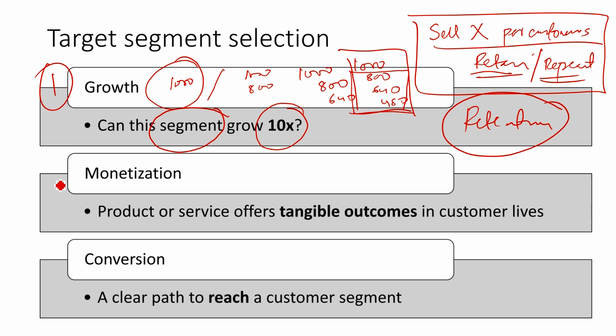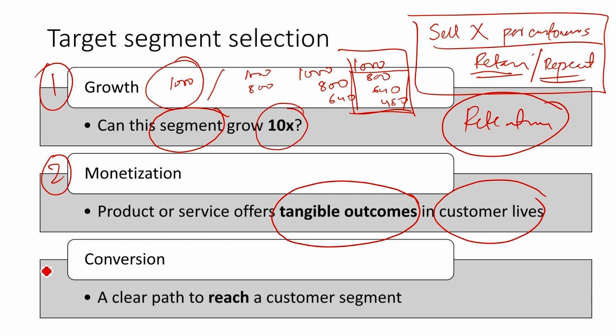So that's number one. Your second question is monetization. How does this product or service offer a tangible outcome in customers' lives? How does it change their life? What is the driver? What's their motivation? What's their thinking when they buy the product? Is this something that they can live without, or is it something which is as essential to them as breathing? So you have to answer this question.